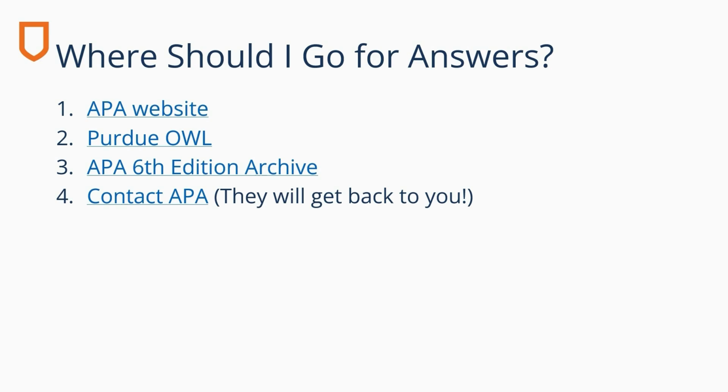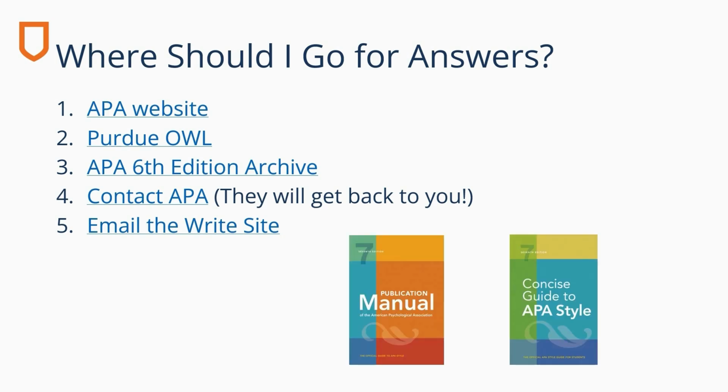You can also email the right site, even before you contact APA, of course, and we'll do our best to help you find an answer. Finally, the publication manual is recommended for graduate students, and I recommend the Concise Guide to APA Style for undergraduate students.